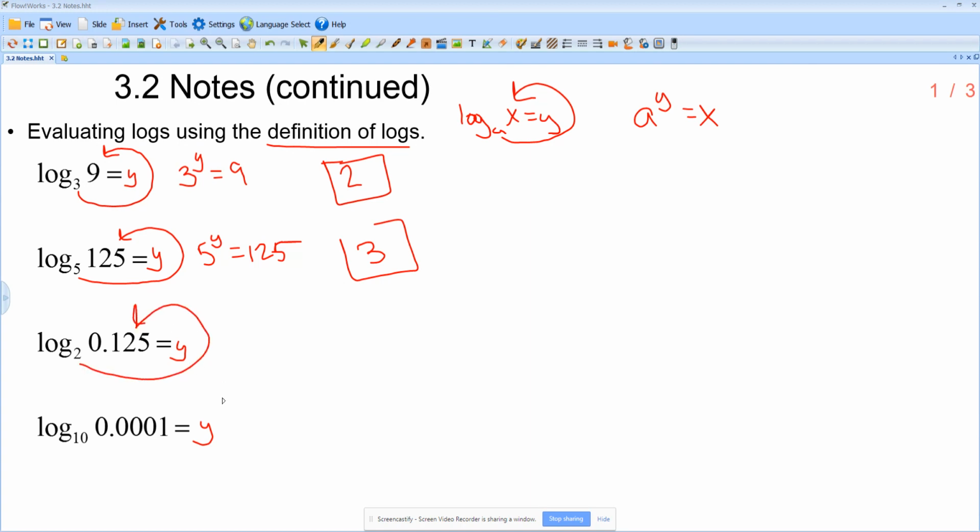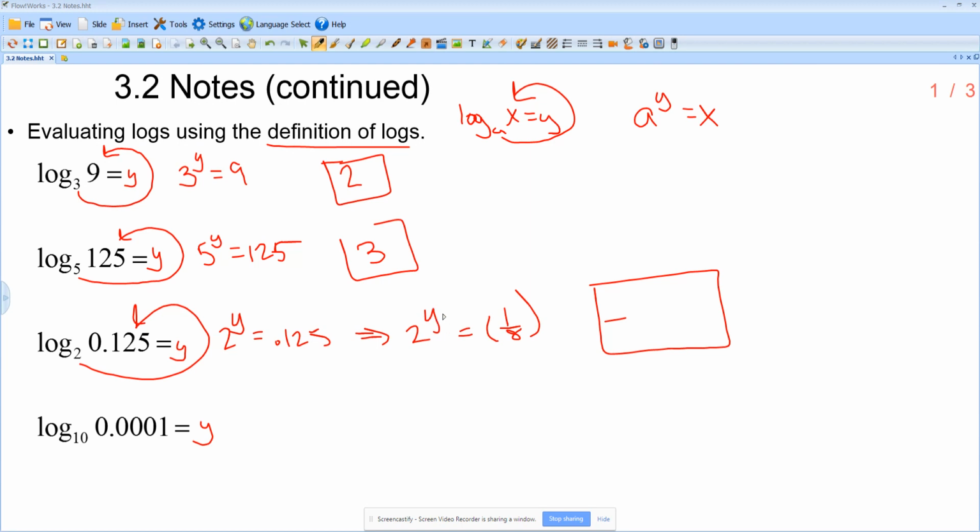2 to some power gives me 0.125. So I get 2 to the y equals 0.125. What might be helpful is to think of 0.125 as a fraction, which is 1/8. So I have 2 to the y is equal to 1/8. What's happening is this exponent must be negative, which is what's creating a fraction. So I know my answer is negative.